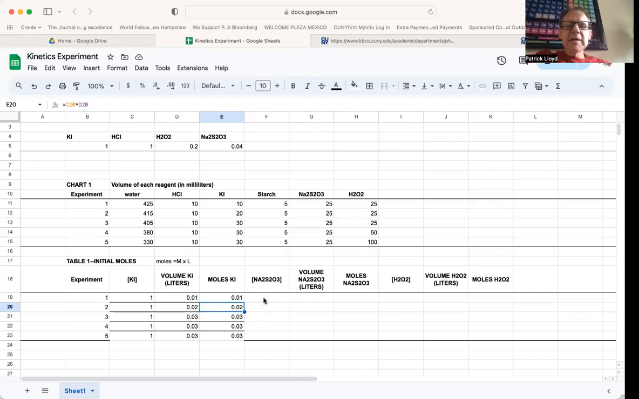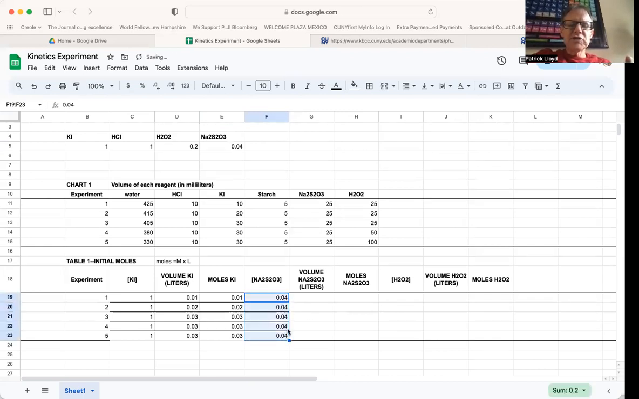Okay. Now let's do the same thing for the sodium thiosulfate. So I'm going to hit equal sign. Oops, we don't have to hit equal sign there because we're just going to take the molarity. The molarity of sodium thiosulfate is right here, 0.04, right? See it right there, 0.04? So I'm going to type 0.04. And then same thing, I'm just going to fill that down.